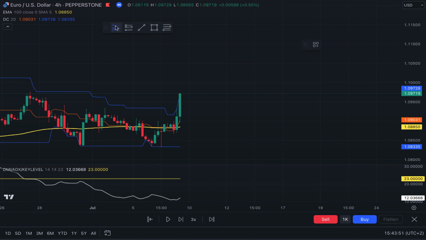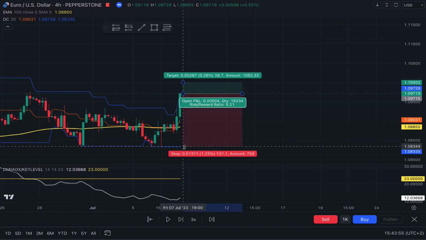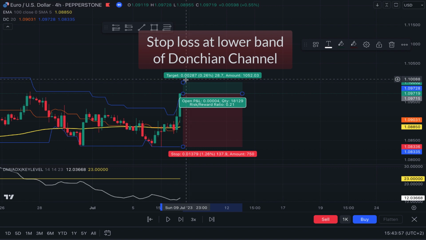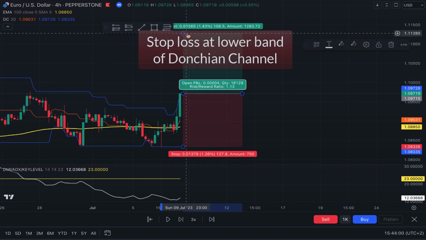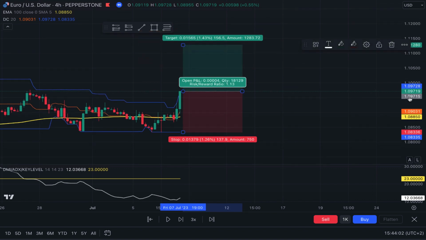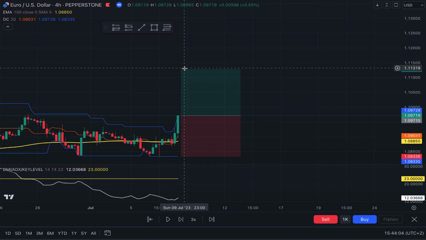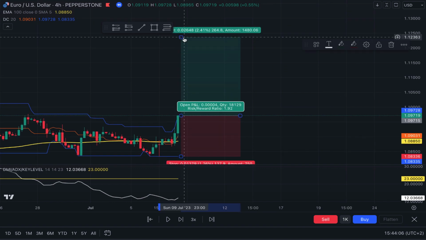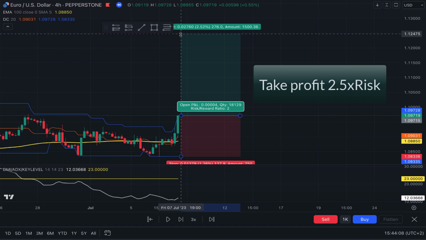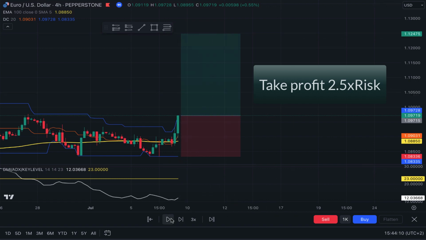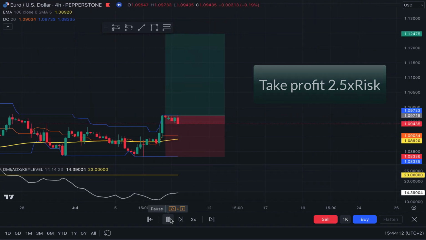Remember, no strategy is bulletproof. Protect your investments with proper risk management techniques. For this strategy we will place our stop loss order at the lowest band of the Donchian Channel. The take profit order will be placed at 2 times the risk. Now let's see how our trade runs.